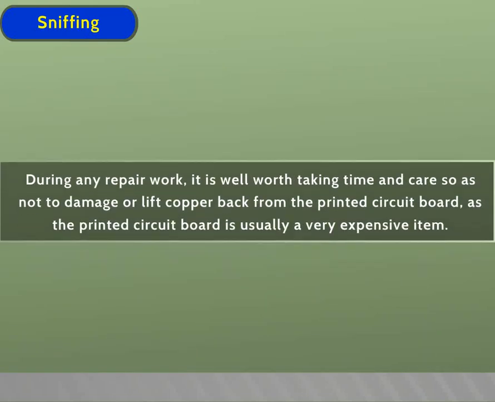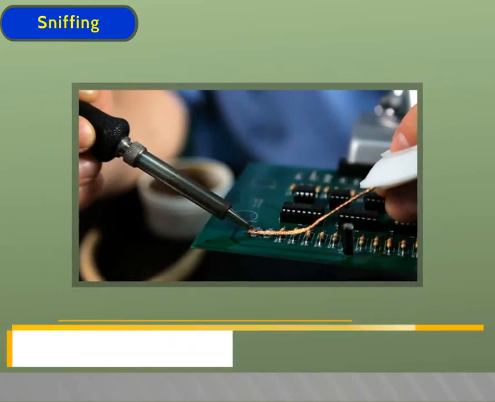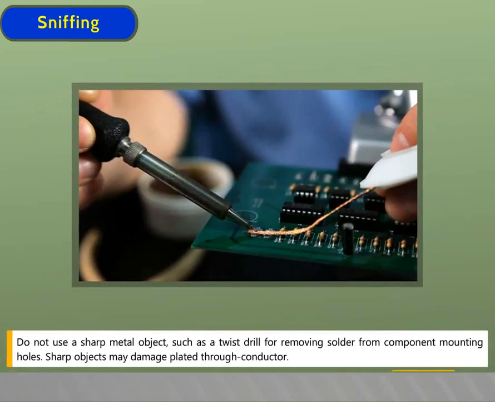During any repair work, it is well worth taking time and care so as not to damage or lift copper back from the printed circuit board, as the printed circuit board is usually a very expensive item. Do not use a sharp metal object such as a twist drill for removing solder from component mounting holes. Sharp objects may damage plated through conductor.